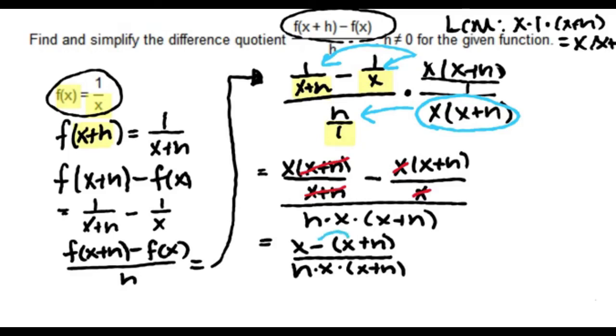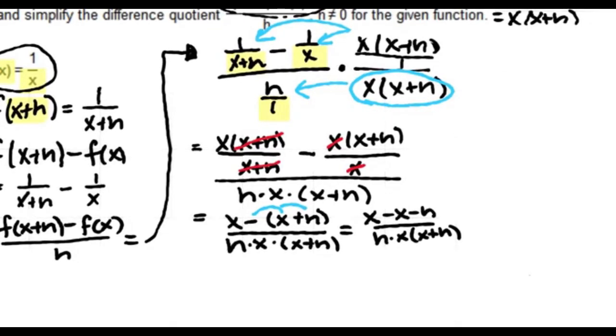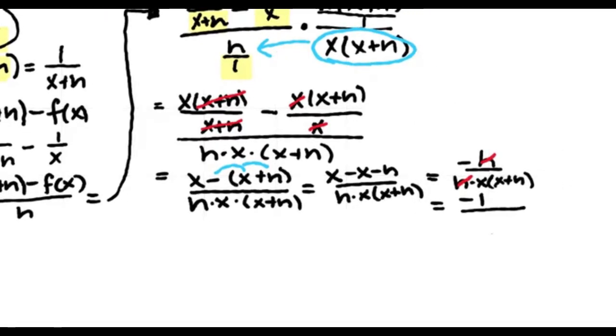Now in the numerator, I'll use the distributive property to get x minus x minus h over h times x times x plus h. X minus x is 0, so in the numerator I'm left with negative h over h times x times x plus h. The h's cancel, and we're left with negative 1 over x times x plus h. And that's as far as we're going to simplify this difference quotient.